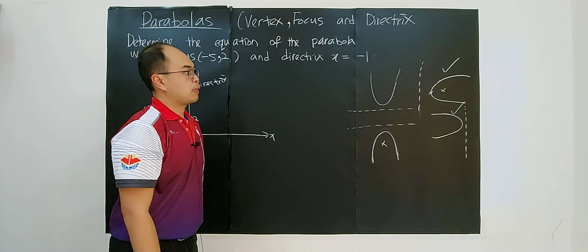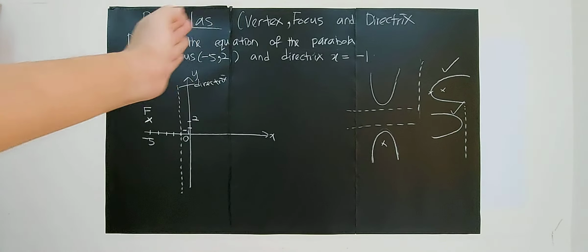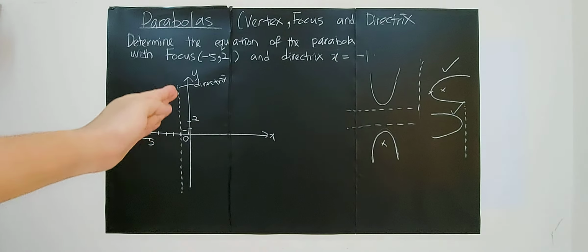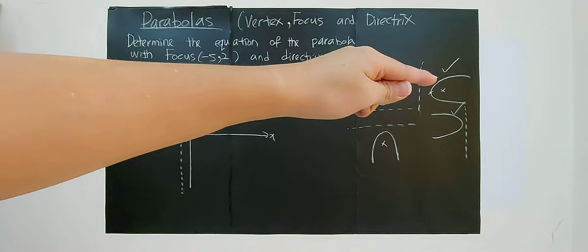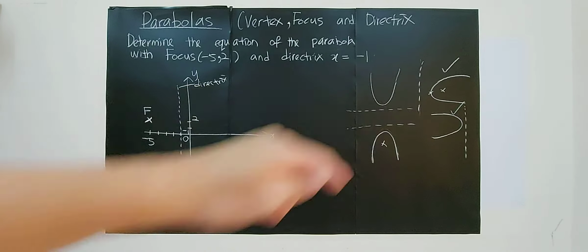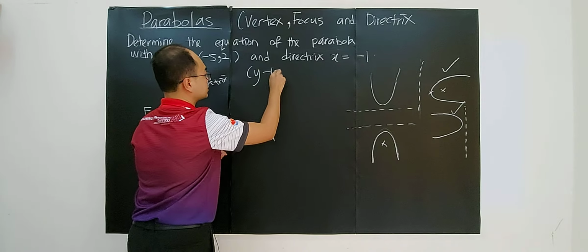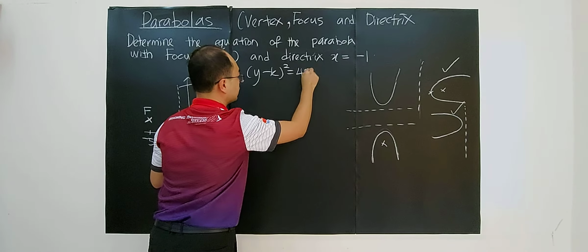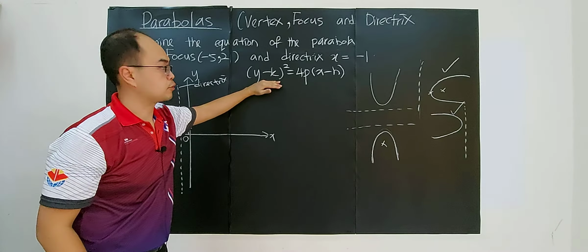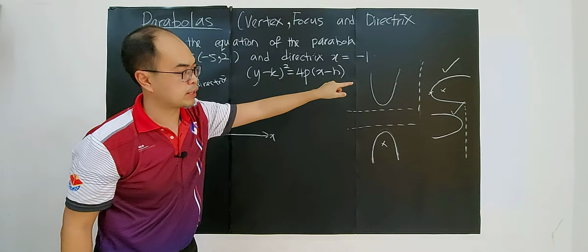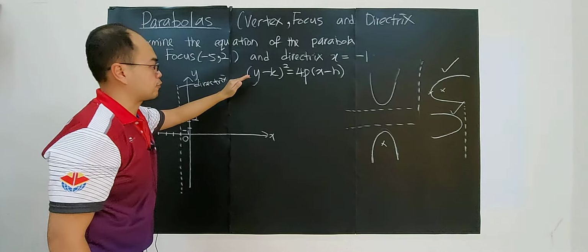So with this given information and this vertical directrix, which is x equals negative 1, because we know that x equals negative 1 is vertical, right? So very sure that this is either open to the right or open to the left. So what is the equation suitable for this? It will be (y minus k) squared equals 4p(x minus h). Do you know why? Because for this standard equation, y squared is always either open right or open left. So, okay, now you have selected the correct formula, right?